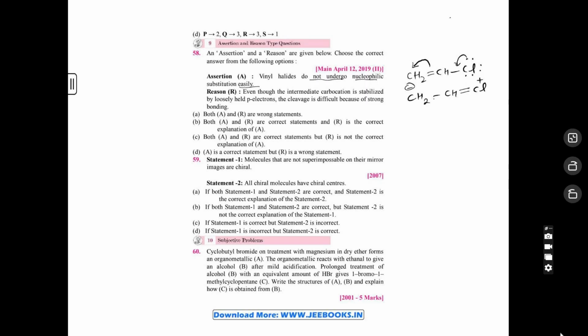Now we have to see the reason. Even though the intermediate carbocation is stabilized by loosely held pi electrons, the cleavage is difficult because of strong bonding. So what do you think? Is the reason correct or not?